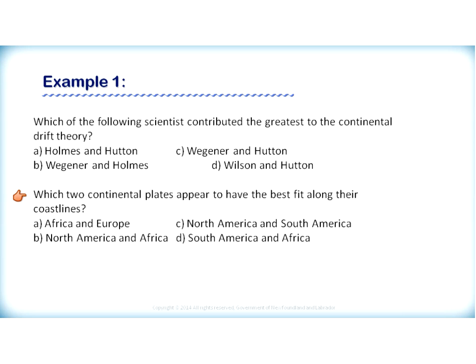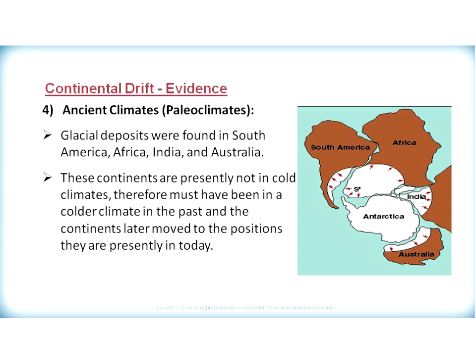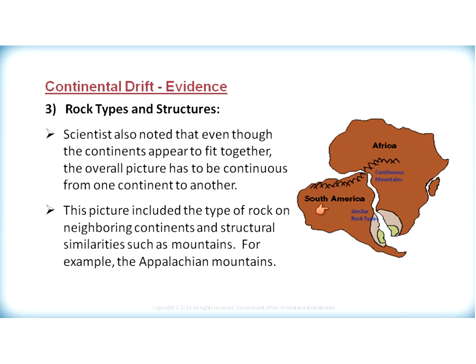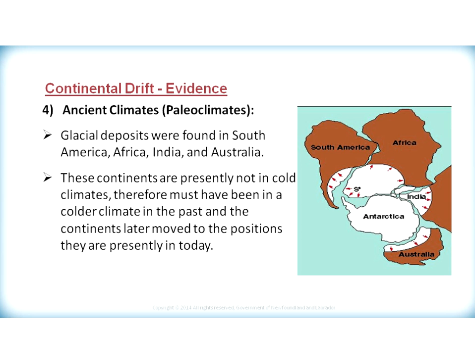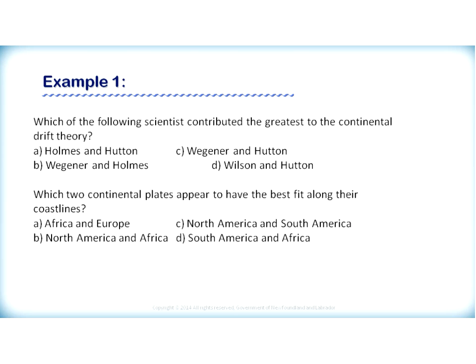Wegener and Holmes are two supporters of the continental drift theory. Next question reads, which two continental plates appear to have the best fit along their coastlines? If we go back and look at the previous question, we see that South America and Africa, when put together, their coastlines will fit really close together. So the answer to this question would be D, South America and Africa. The coastlines of South America and Africa, when placed close together, fit extremely well. And if you look further, as Alexander du Toit suggested, their actual continental margins fit even better.